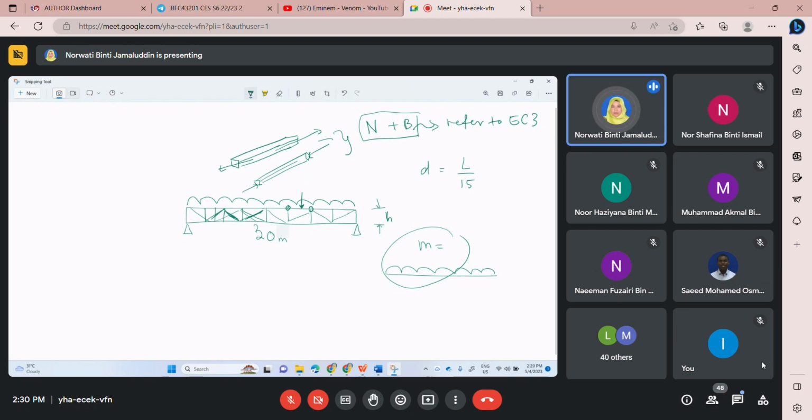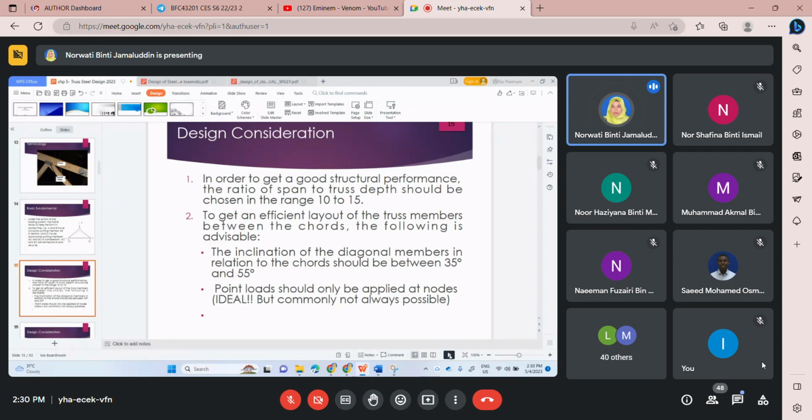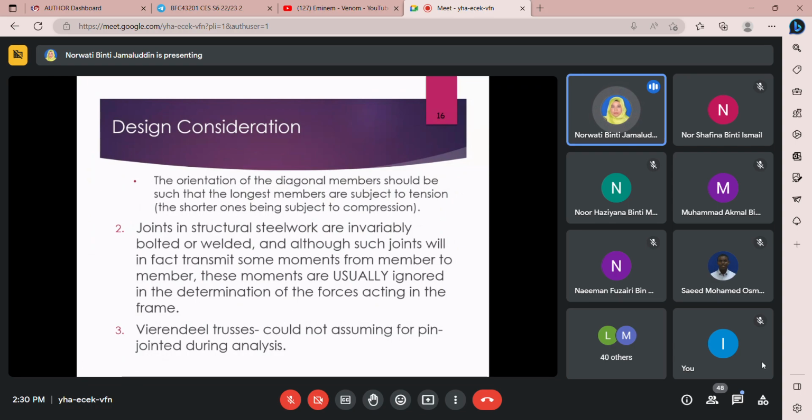So, like I said, the ideal is to have load on node. That is the ideal because it will ease your analysis. It will ease the analysis process. Okay? Okay, boleh faham? That's in terms of the efficient layout.